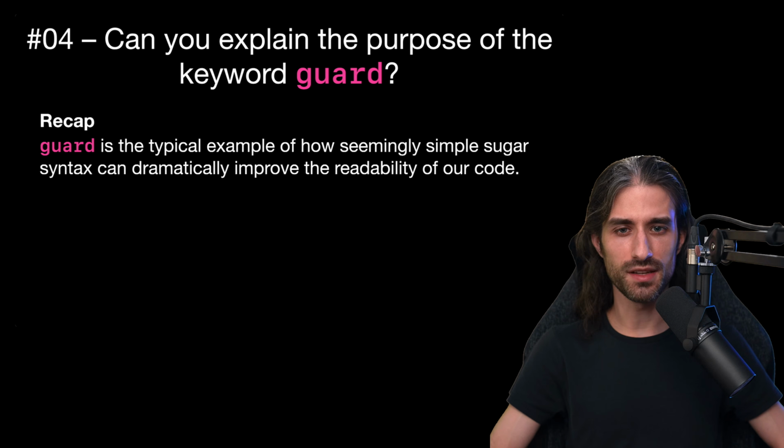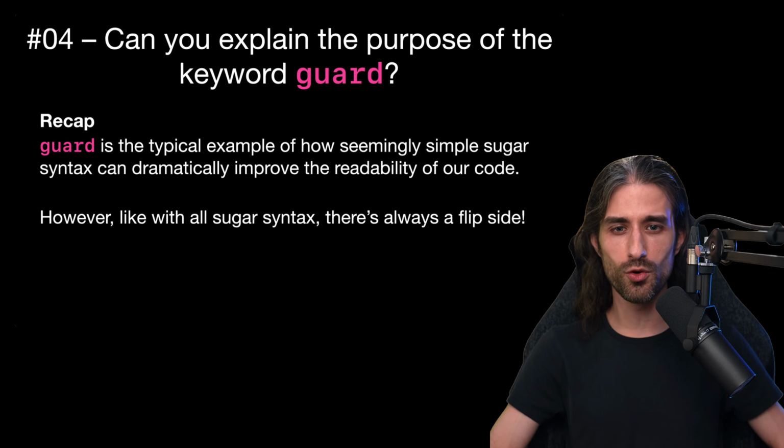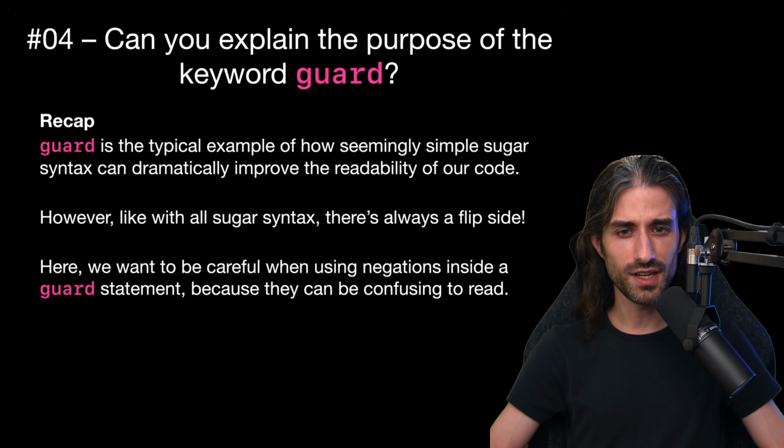And for the recap, we can simply state that guard is the typical example of when seemingly simple syntax sugar actually has the potential of dramatically improving the readability of our code. However, like with all syntax sugar, we want to be careful because they always come with a flip side. In the case of guard, we want to be careful when using a negation inside the condition, because then the statement ends up being a double negation, which can be hard to read and potentially confusing.